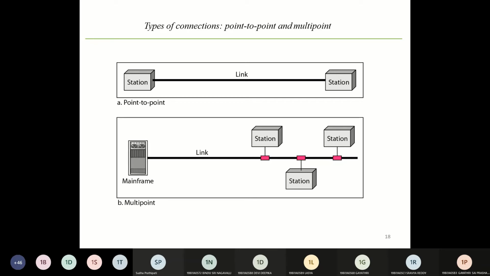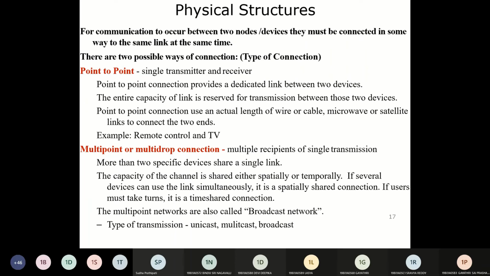So let me give you an example of what is point-to-point. Whenever you want to change the channel on the television using a remote control, the remote control works with an infrared signal. So when you change television channels by infrared remote control, you are establishing a point-to-point connection between the remote control and the television. Okay, so that is called a point-to-point connection. So the remote works only for the specific television. It does not work for the other television, right?